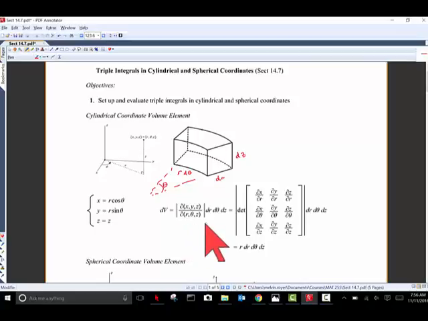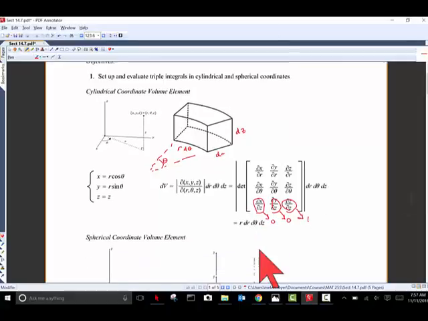So in homework, you actually, I hope, worked out this calculation, where you take the 3×3 determinant of the Jacobian matrix. And because these two entries are 0, and this entry is 1, it's actually a reasonably simple calculation to show that dV is r dr d theta dz. Reminds you of polar coordinates, where the area element was r dr d theta.